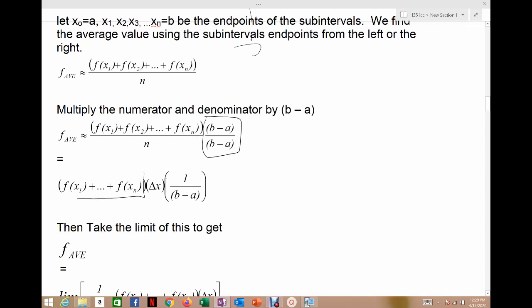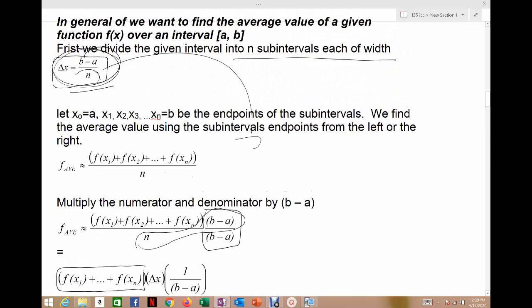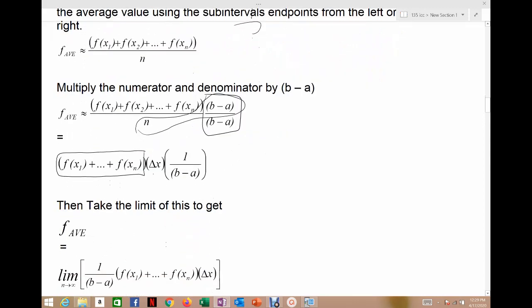Move the sum of my function values over. I paired n with the numerator, right? That's what my delta x was, b minus a over n. And so that's where that delta x comes from. And then when I pair those together, there's still a 1 left over. And so that's where this 1 divided by b minus a is. All right, and so that's all that we did, again, some algebra trickery to get there. And you don't have to know how to do this. It's just showing you where the average value function comes from.